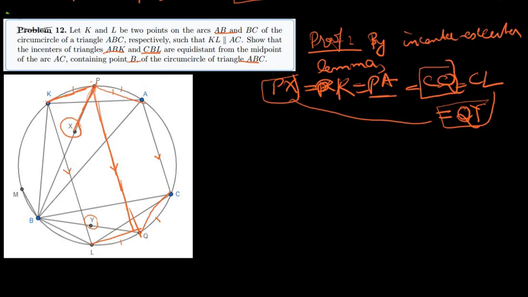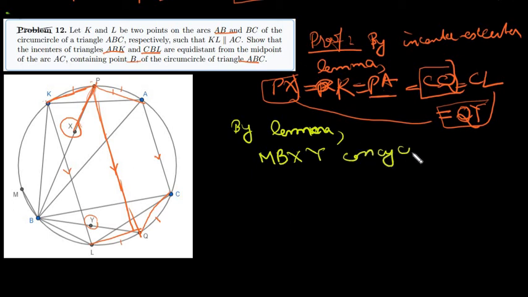We have shown that because PX is equal to QY, now by the lemma above, once again, we can now say that MBXY is cyclic. They are on a circle. They lie on a circle. There will be a circle that these four lie on.